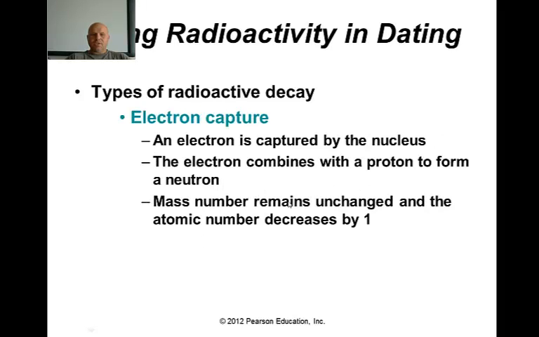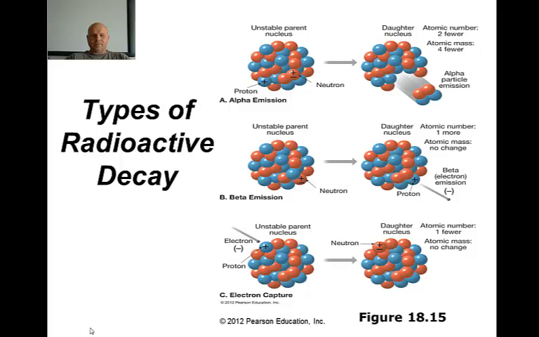Next one is the electron capture. Electron capture is when we have this kind of decay occurring, and the nucleus captures an electron, and that electron combines with a proton to form a neutron. Okay, so the mass number remains unchanged, and the atomic number decreases by 1. So those are the 3 types that we're going to see when we look at radioactive dating.